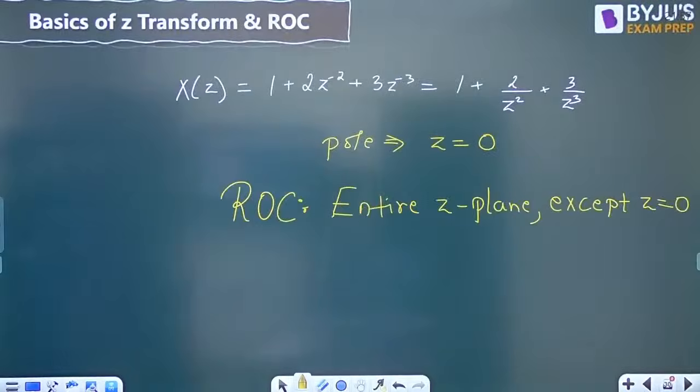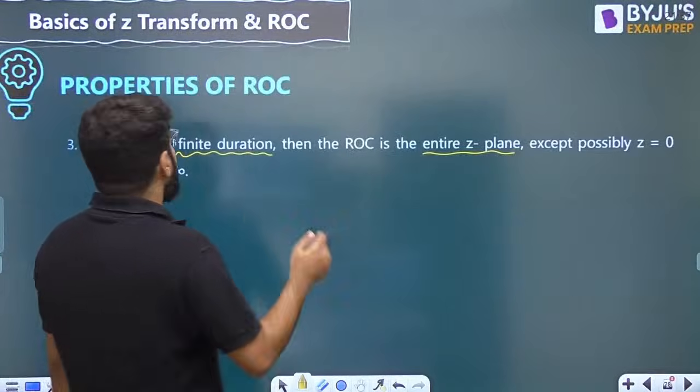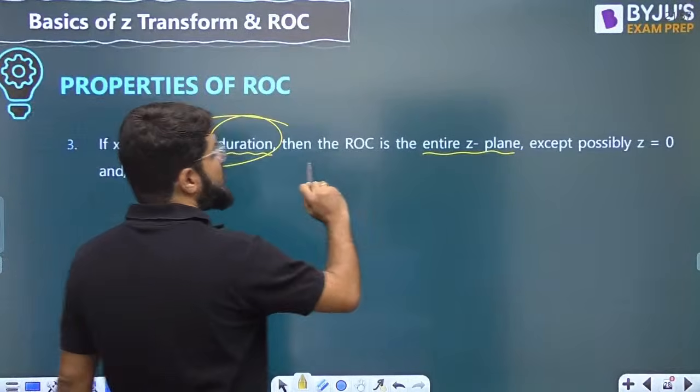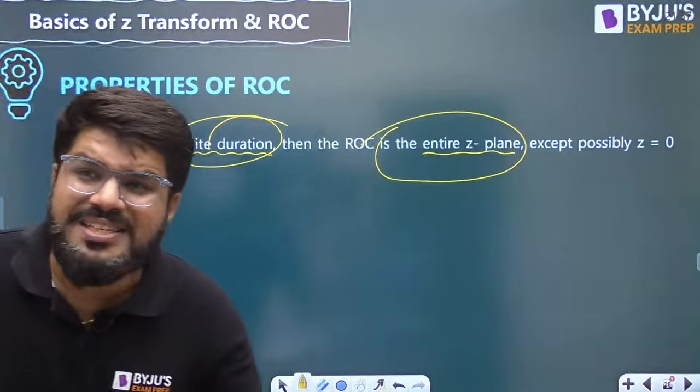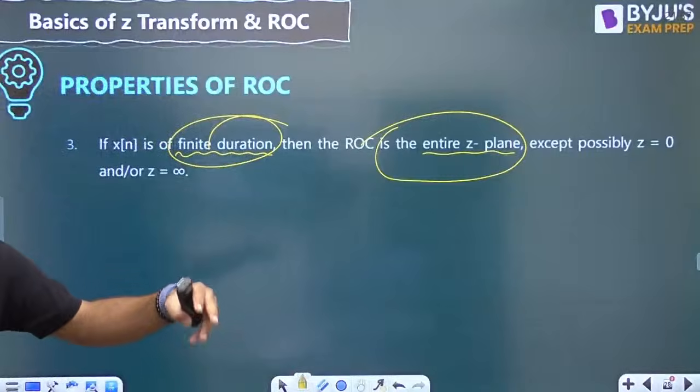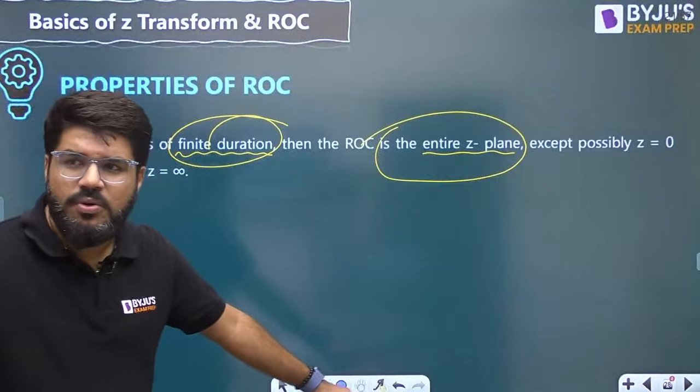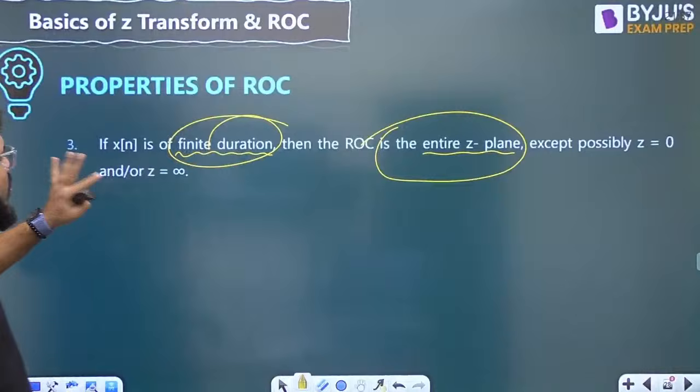Don't worry. Okay, so that is what, if the signal is of finite duration, ROC is entire Z plane except possibly, that too not sure. Sometimes you have to exclude, sometimes not to exclude. Depending, if it is a pole, exclude, otherwise include. Except possibly 0 or infinity.